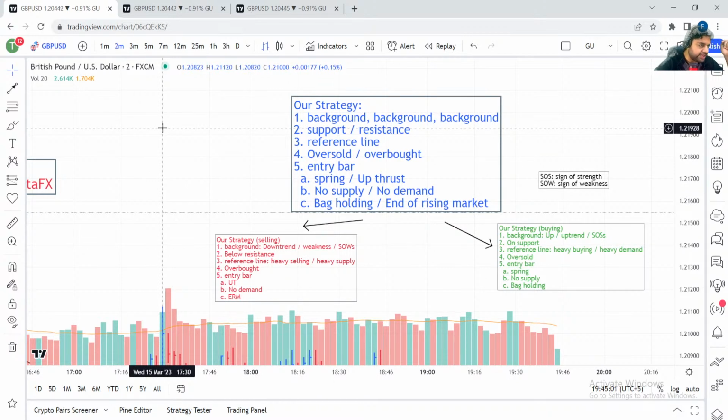But the best time to trade for the Indian market, if you want to trade forex from India, will be 1:30 p.m. in the afternoon. Okay, 1:30 p.m. in the afternoon.